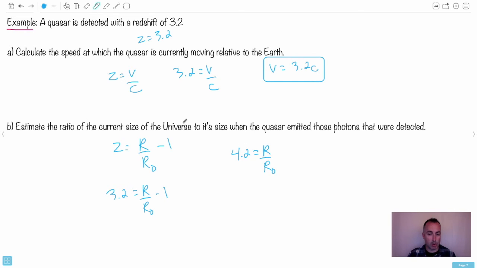See that R is the current size of the universe, compared to the size before, the size when the photons were emitted. So what it tells you is that the universe is now 4.2 times bigger than it was when those photons left that quasar.